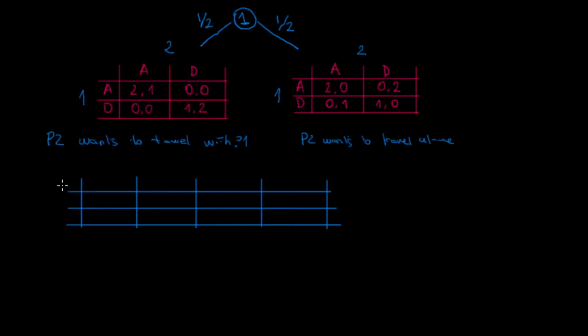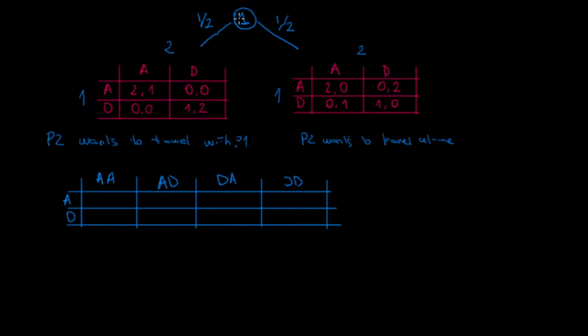Player 1 has two strategies: Australia or Denmark. But player 2 can do Australia here and Australia here, so AA; Australia here and Denmark here, so AD; then DA, and Denmark, Denmark, DD. Now, how can we compute the numbers in this table?